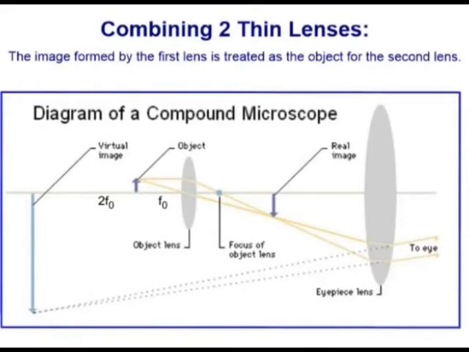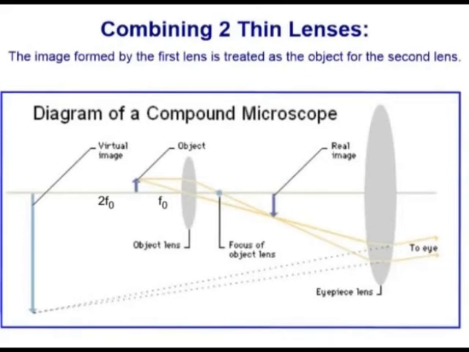The objective lens is of short focal length. The eyepiece is also of short focal length, but longer than that of the objective lens. The object to be viewed is placed between f0 and 2f0 of the objective lens so that a real, inverted, and magnified image is formed.